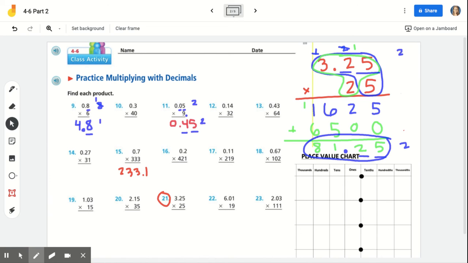Great, thanks so much for following along. Let's put that into our book. 81 and 25 hundredths. Okay, my challenge to you is completing the rest of the problems on the page.